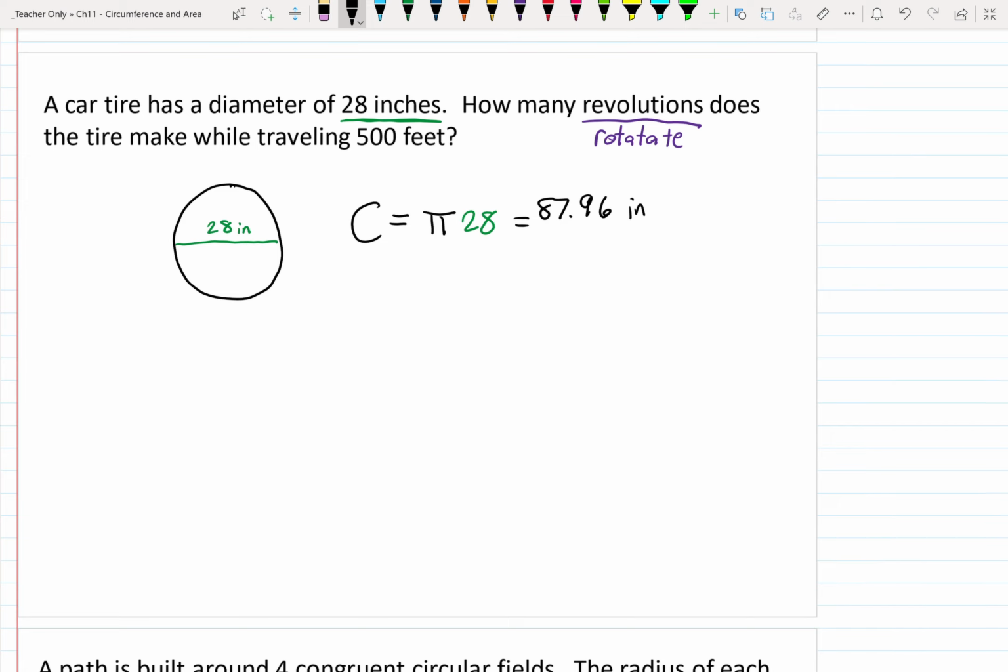Before I can compare to the question of how many rotations were in 500 feet, I need to convert to the same units. So we have 500 feet here, but I want to be in the same unit, so we'll make it in inches. Well, there's 12 inches in a foot, so for 500 feet, we would just do 500 feet times 12 inches to find how many total inches there are, which would be 6,000 inches.